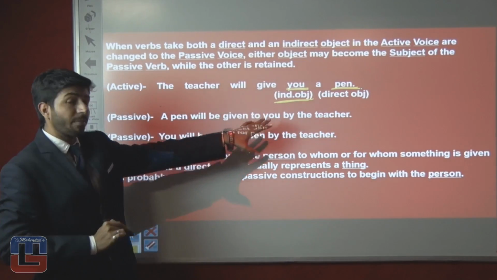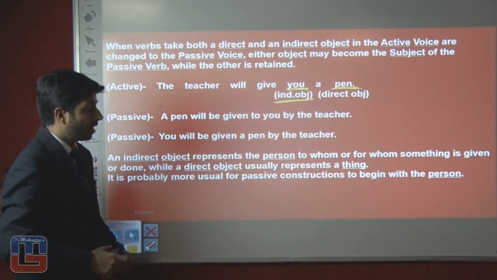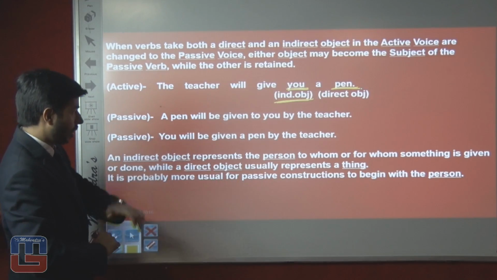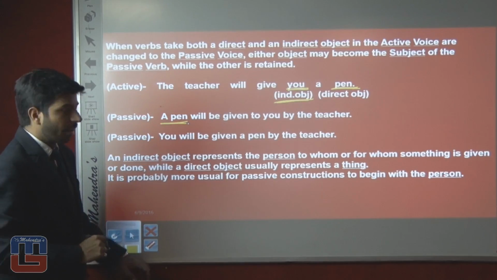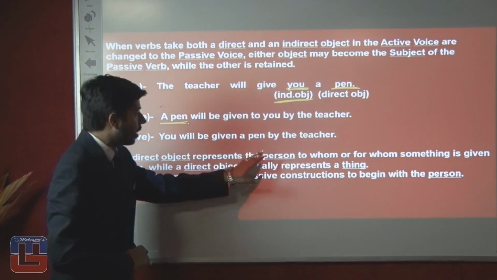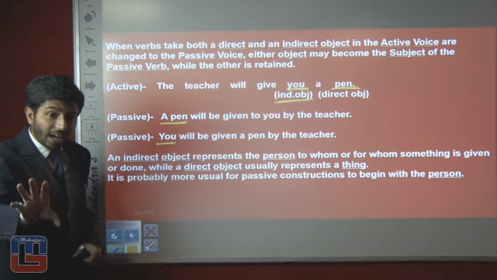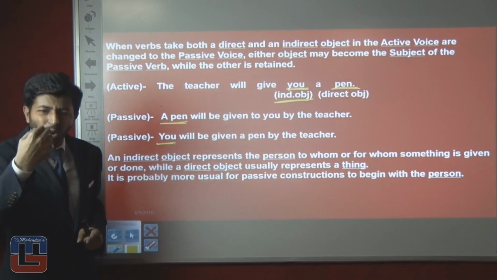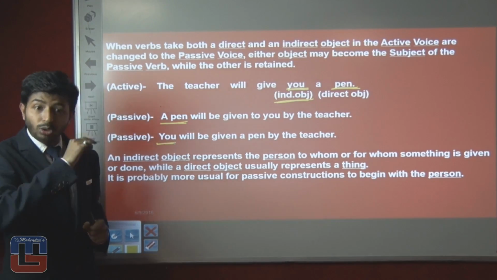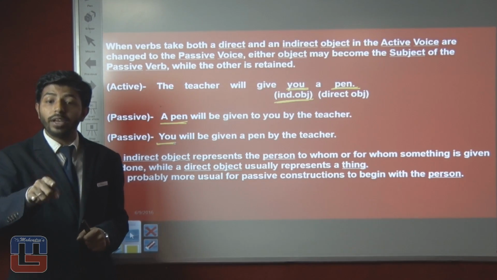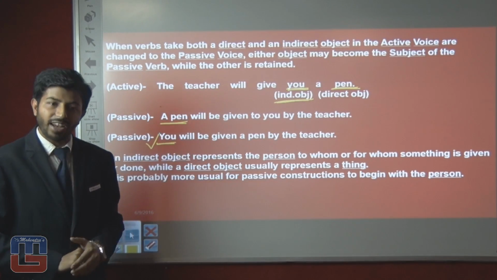So on the basis of such an example, when we are using both a direct and indirect object, the conversion may be done like this. Passive voice 1: A pen will be given to you by the teacher, where the direct object is used. Second structure says: You will be given a pen by the teacher. Here the indirect object is used, and the rule says an indirect object represents the person to whom or for whom something is given or done, while a direct object usually represents a thing. It is probably more usual for passive constructions to begin with the person. So this is the most useful example of the conversion of such type of active voice sentence.